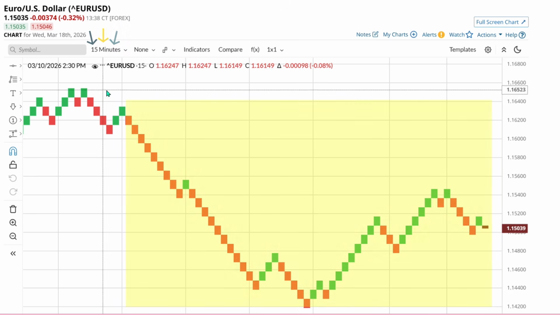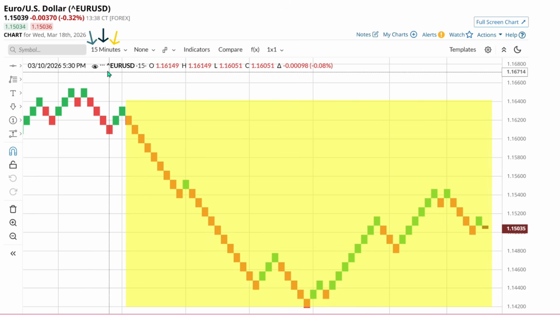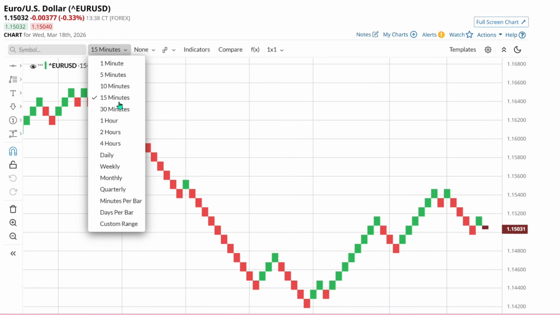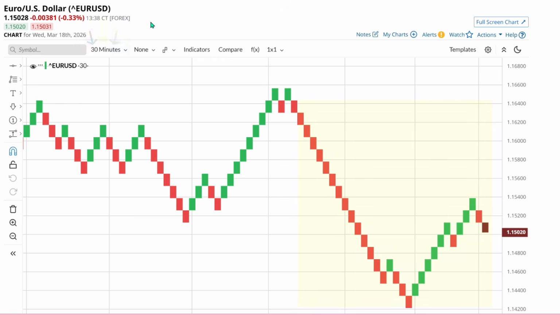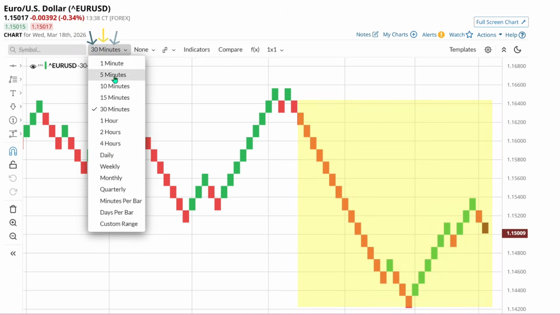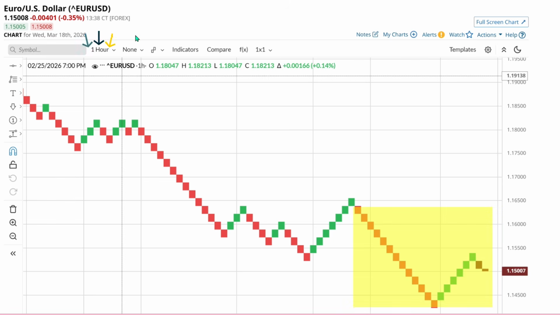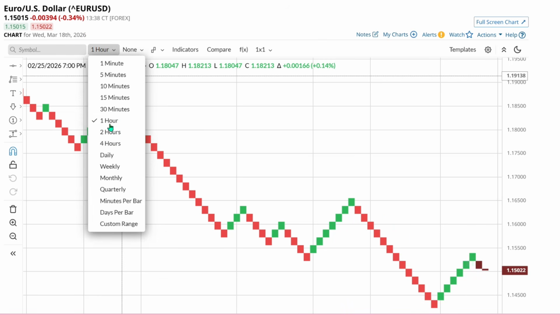Let's start with something most people get wrong. Renko charts are built from price movement, not time. But your data still comes from a time frame. That means the time frame you choose controls how fast bricks form, how smooth your trends look, and how reliable your signals are. So even though Renko removes time from the chart, time frame is still working behind the scenes.